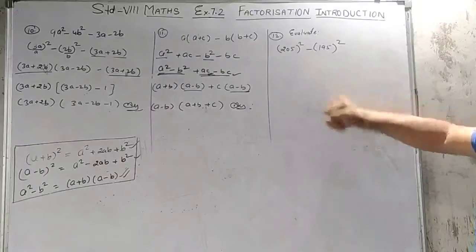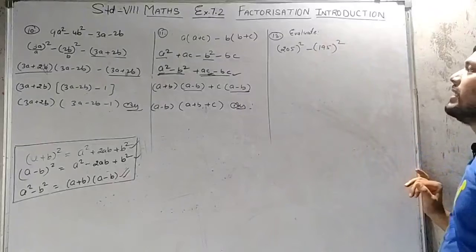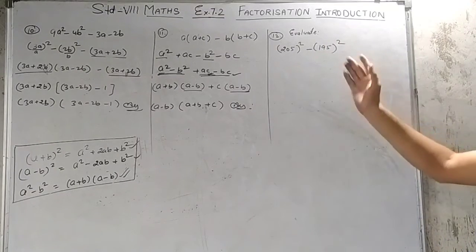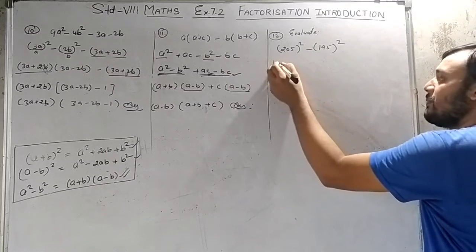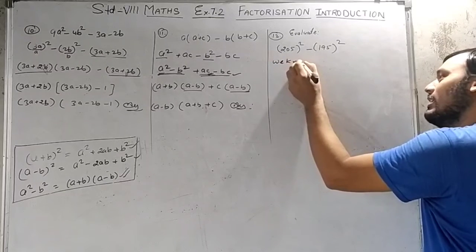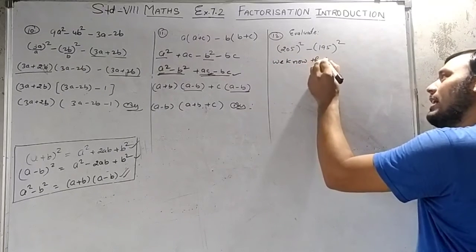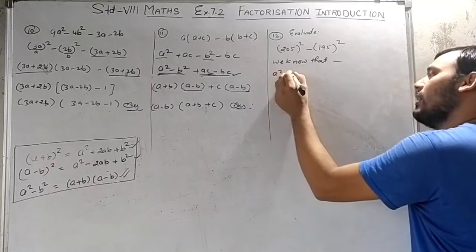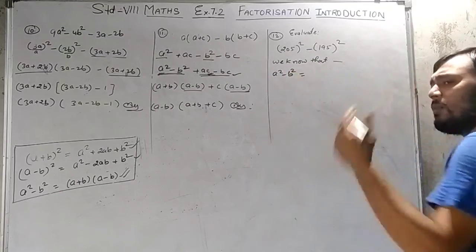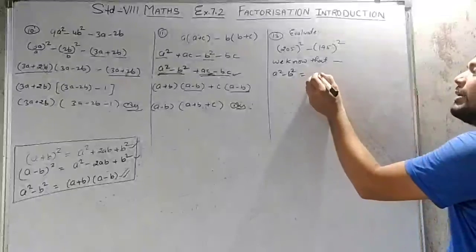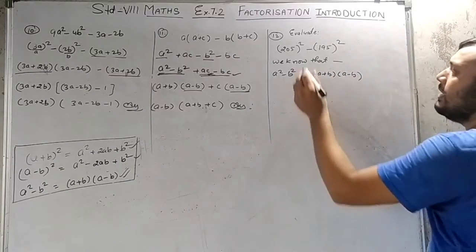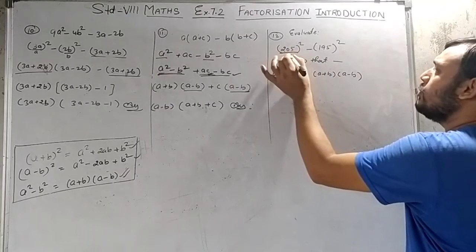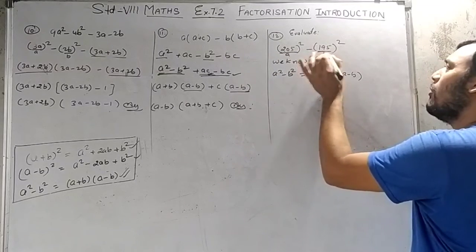So now this last question of this exercise, that is evaluate this one with the help of third identity a square minus b square. We know the formula. Let's go, it is the last question, let us write it. We know that a square minus b square, keep writing these formulas again and again, you will also learn them, okay, is a plus b and a minus b. So instead of a it is 205, and instead of b 195.